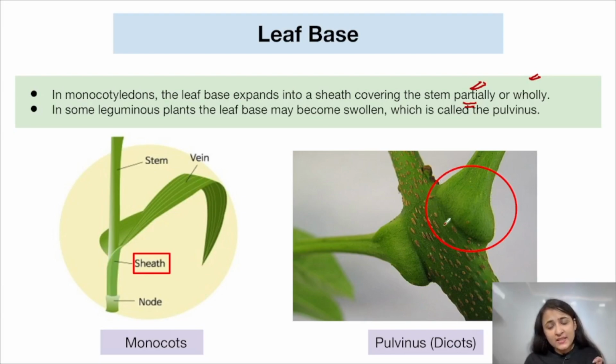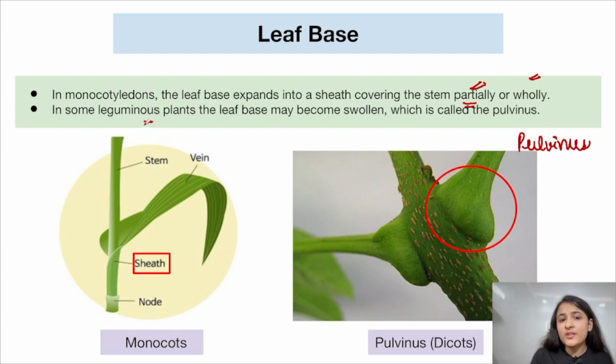This leaf base right here, it is present, right? So, you can see this is a swollen leaf base. It has swollen. So, this kind of structure is known as a pulvinus. This swollen leaf base is known as a pulvinus, and it is seen in dicots. Okay, dicots, specifically leguminous plants. Leguminous plants are dicots only. Okay, so since leguminous plants are dicots, we have written dicots here. So pulvinus is seen in these leguminous plants.